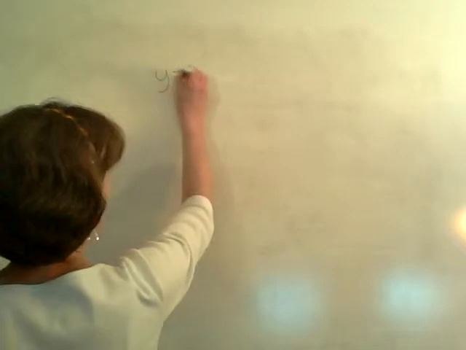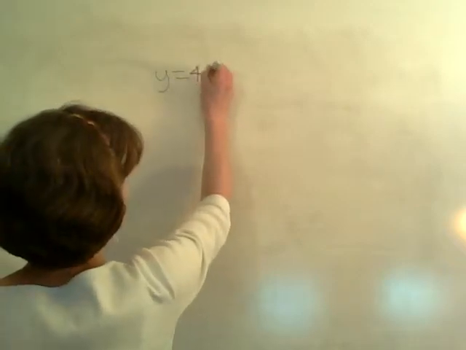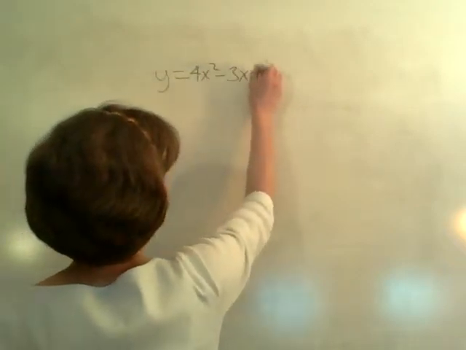Alright, so the first thing I want to do is tell you what a line equation or a linear equation is. A linear equation is any equation in x and y to the first degree. In other words, every term in that equation has to be either to the 0 degree or the first degree. So here's an example of an equation. Y equals 4x squared minus 3x plus 1.